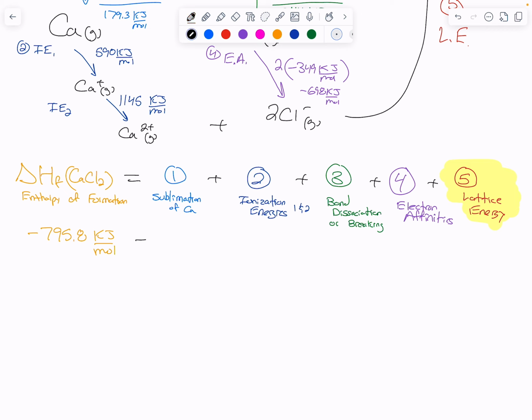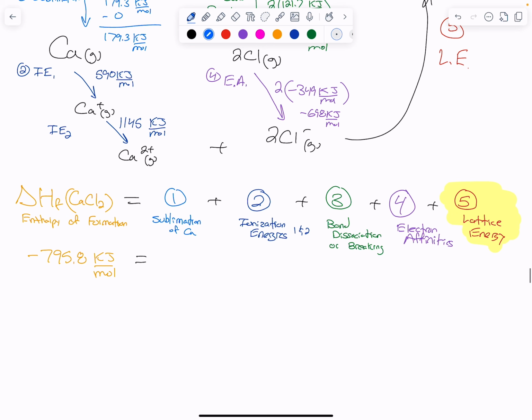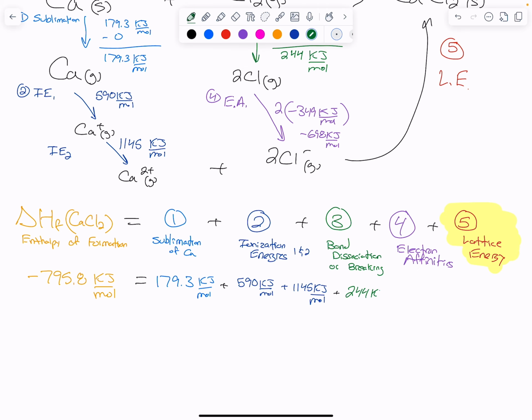And we're going to subtract sublimation. Well, let's just do it this way. Sublimation was 179.3 kilojoules per mole. Plus, we have IEs 1 and 2: 590 kilojoules per mole, plus 1145 kilojoules per mole. Plus the bond breaking, that was 244. Plus the electron affinity, which was negative 698. Plus our lattice energy. That's what we're looking for.